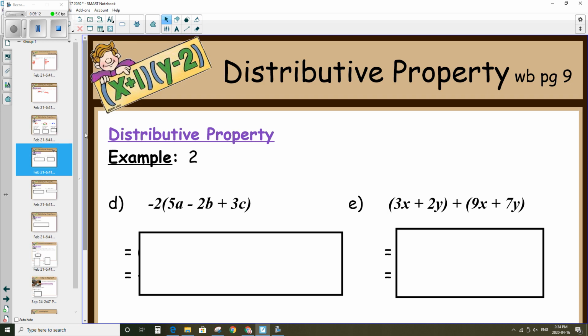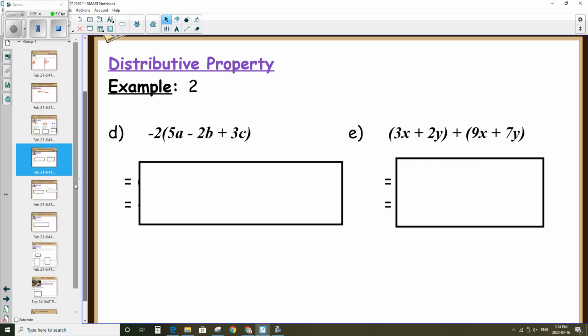D and E on this slide. Okay, so here we have a monomial being multiplied by a trinomial. Same system.